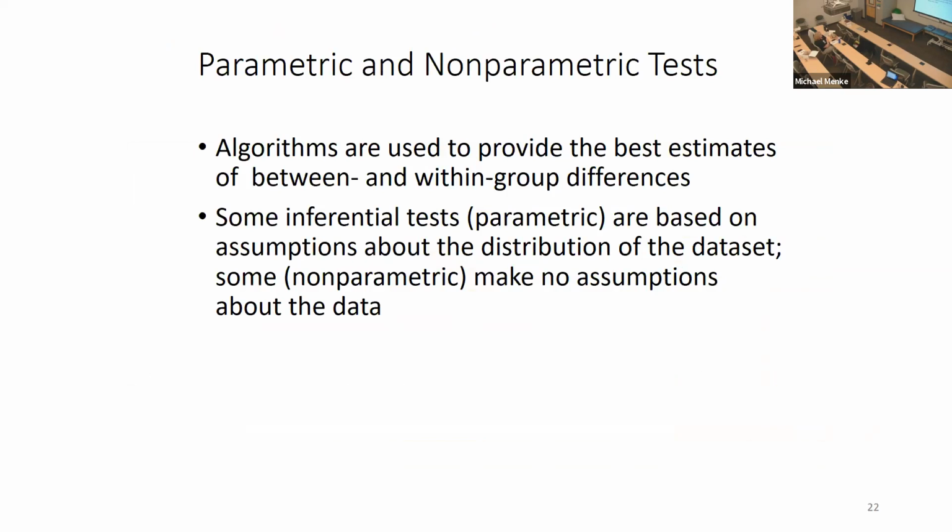And speaking of which, we use mathematical algorithms to give us our best estimate of the between group difference and the within group difference. And for parametric tests, we make assumptions about the distribution of those data in the population. For many types of data, we cannot fairly make assumptions about their distributions in the population. We just simply don't know what they are.